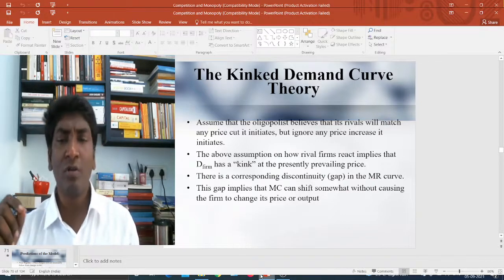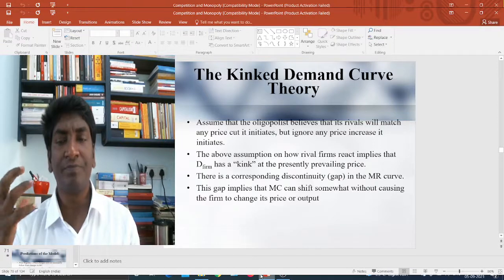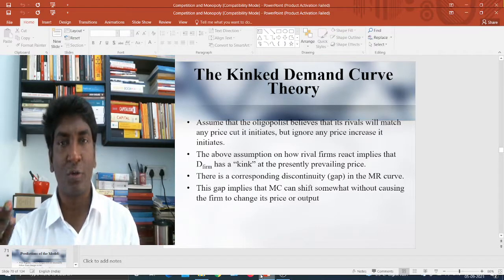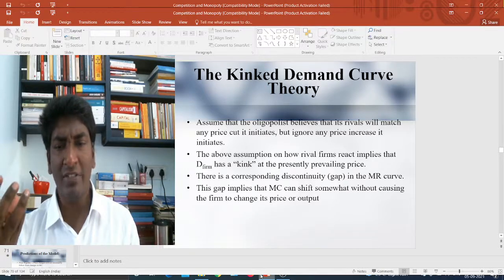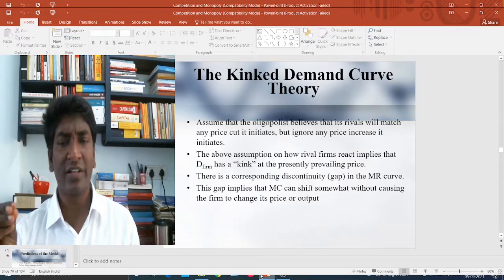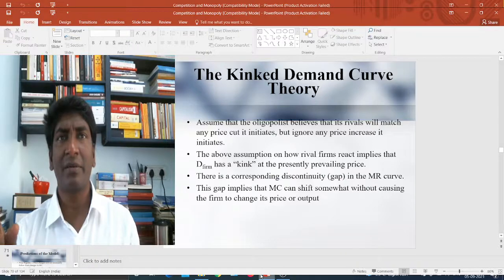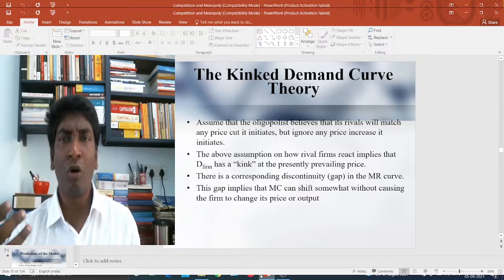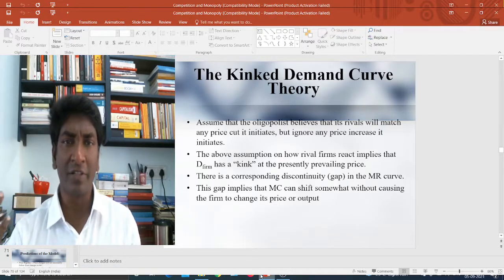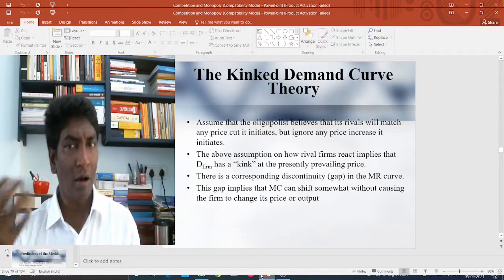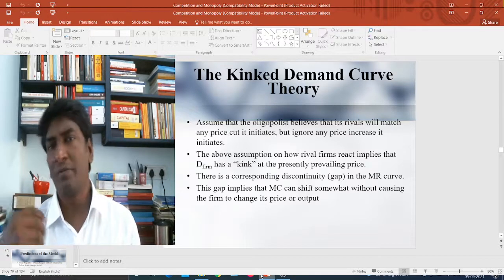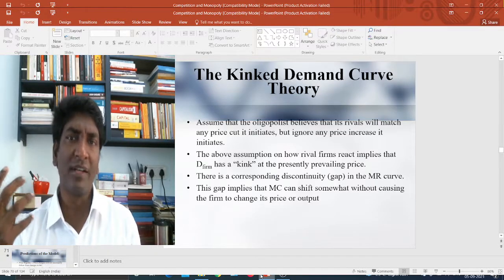So assume that the oligopolist believes that its rivals will match any price cut it initiates, but ignore any price increase it initiates. So it's a very interesting observation. The above assumption on how rival firms react implies that the demand curve of a firm has a kink at the prevailing price. Of course, being in a competitive environment, the firms in the market always look at each other, and how they behave and respond to each other is very important. You cannot simply ignore this fact.